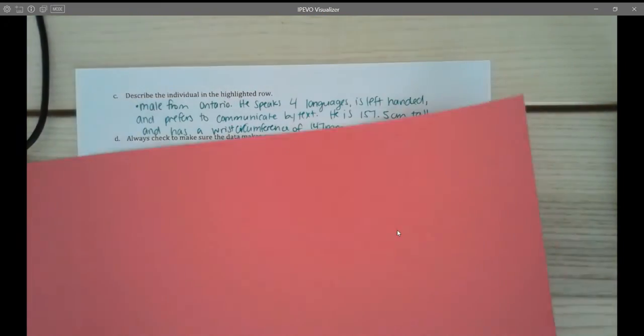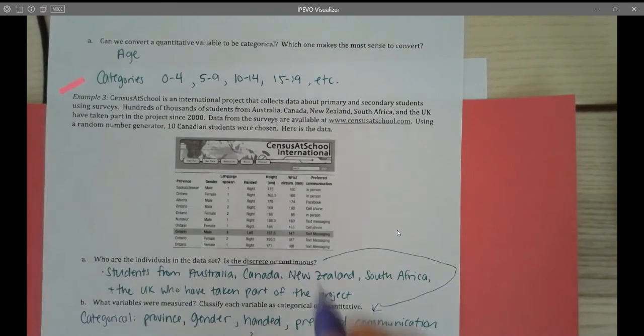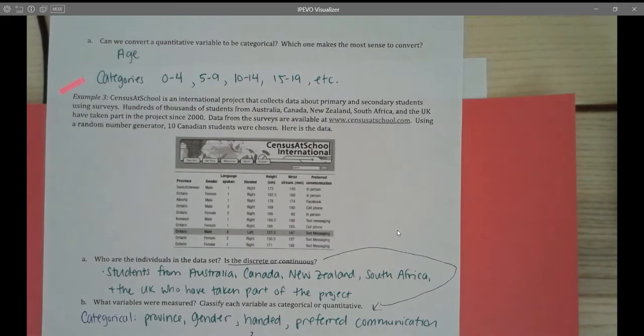Question C asks us to describe the individual in the highlighted row. So what we need to do now is go back to our chart and look at the highlighted row. And you need to describe this individual right here in the highlighted row. So take a couple minutes, pause the video, see if you can describe this person. Make sure you include all variables that we did uncover about this person.